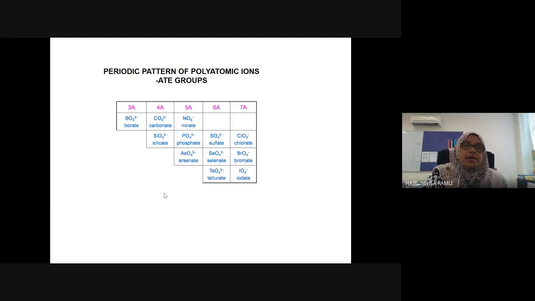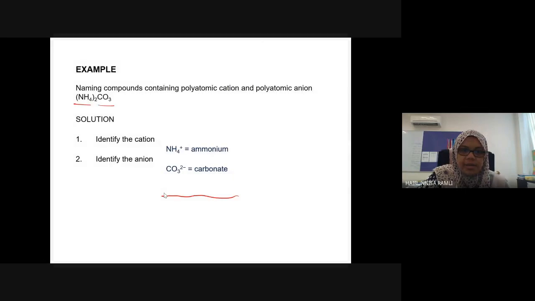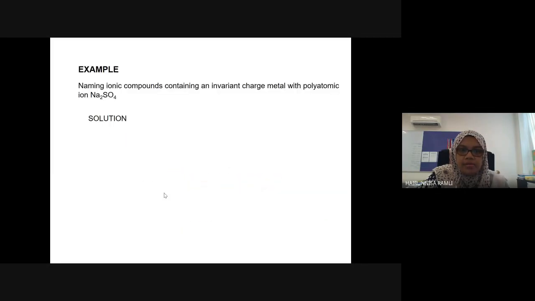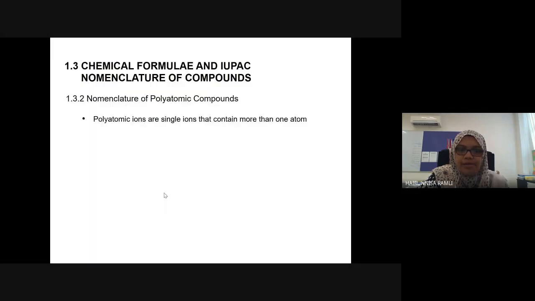Okay, so here, this is the periodic pattern of polyatomic ion. Okay, tadi kan you tengok the table, macam banyak, itu pun just some ionic compound, some anion or cation yang you perlu tahu kan. Kalau lain daripada tu, you kena ambil tahulah sendiri.